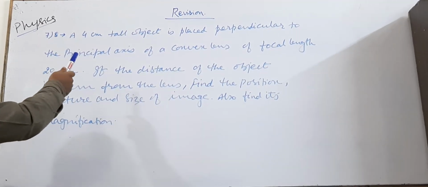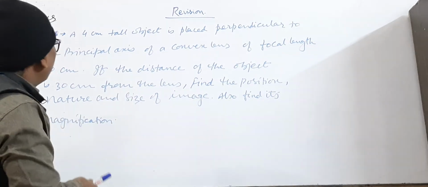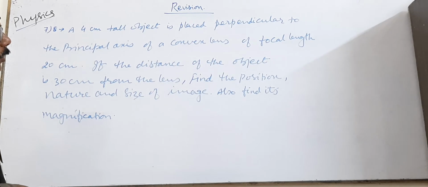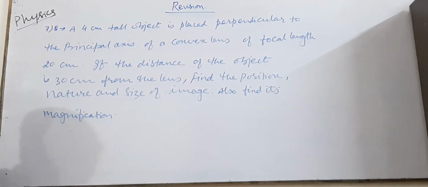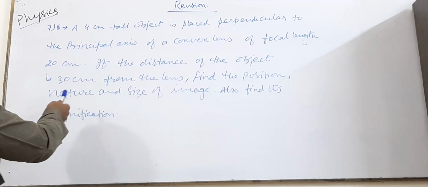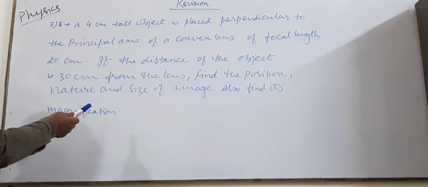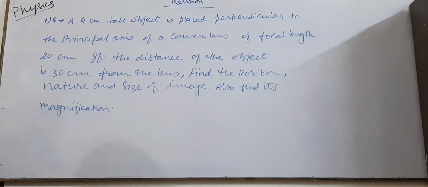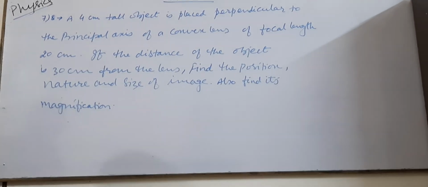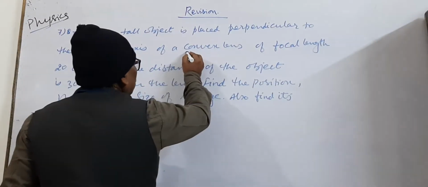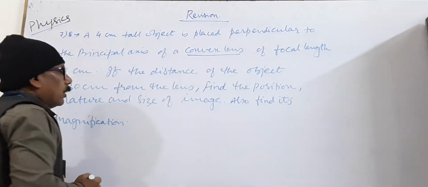A 4 centimeter tall object is placed perpendicular to the principal axis of a convex lens of focal length 20 centimeter. If the distance of the object is 30 centimeter from the lens, find the position, nature and size of image and also find its magnification. First you should see what type of lens is here? Convex lens.